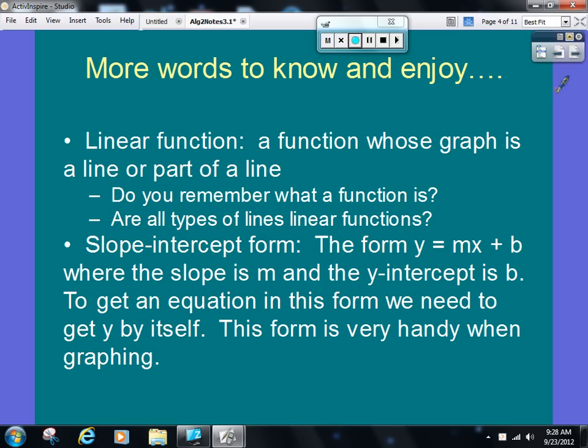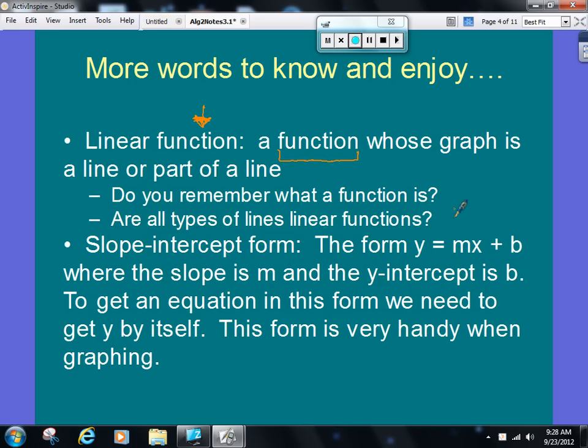More words. A linear function. We've talked about functions already. You know what they are. If you don't by this point, I'm a little crabby with you. It's a function whose graph is a line or part of a line if it's a linear function. But the key word is it has to be a function. What are functions? For every x, there is only one y.